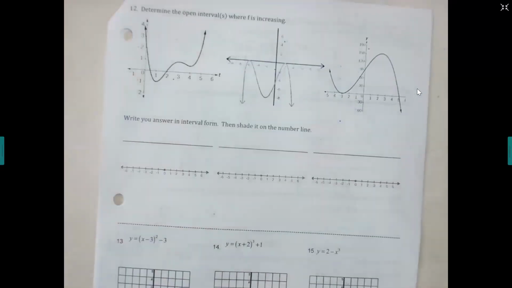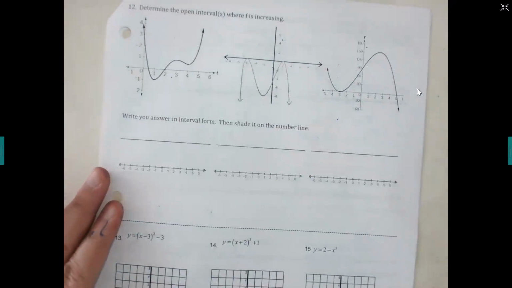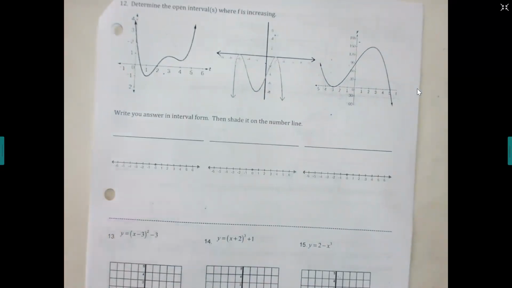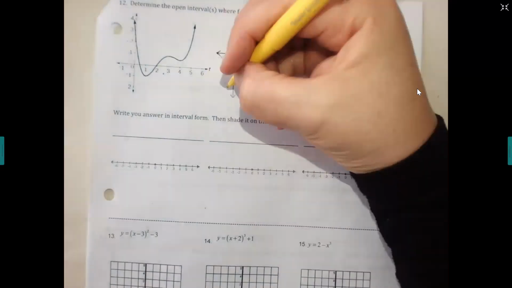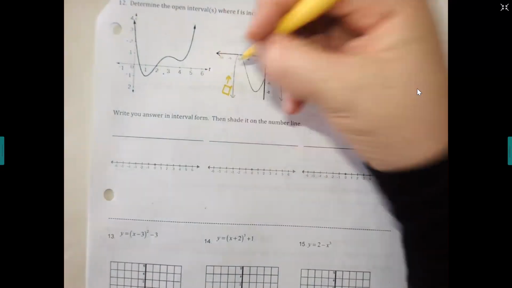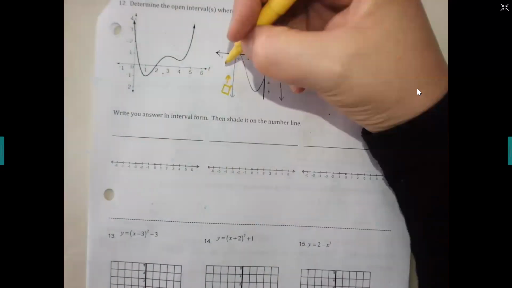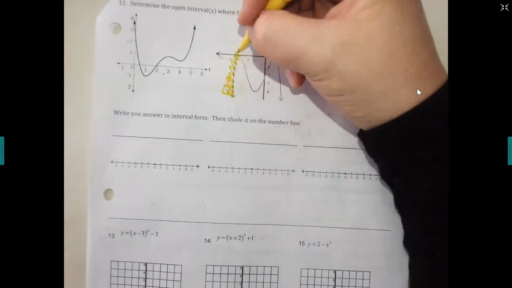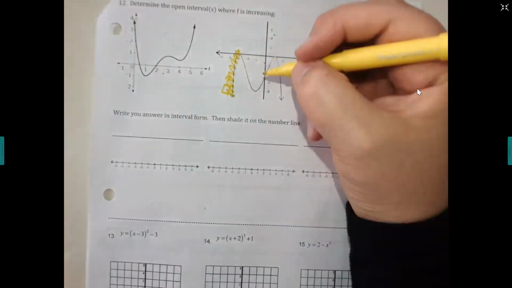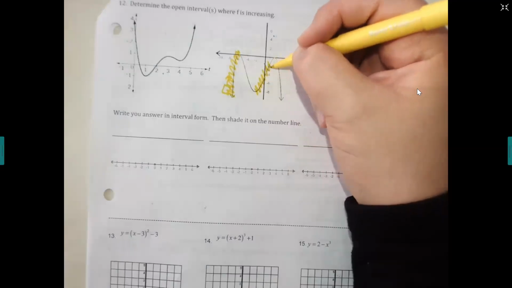Take a look at, let's do the middle one here. It says determine the open intervals where F is increasing. So remember, increasing just means uphill. So I see that if I draw my little cart on here, remember, it has to go forward. I start off uphill. Then I go downhill, and then I go back uphill one more time right here.